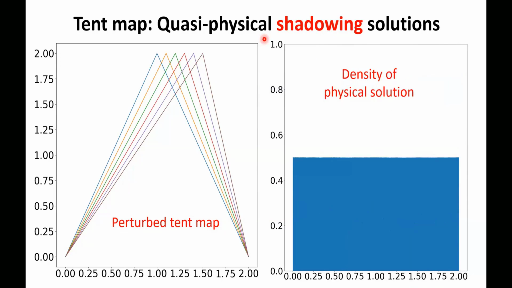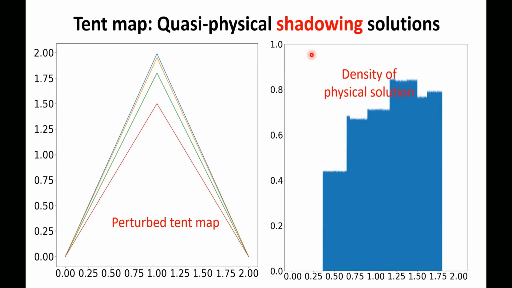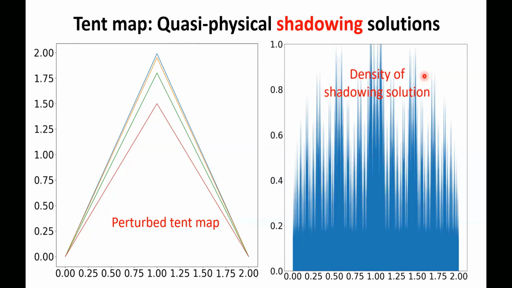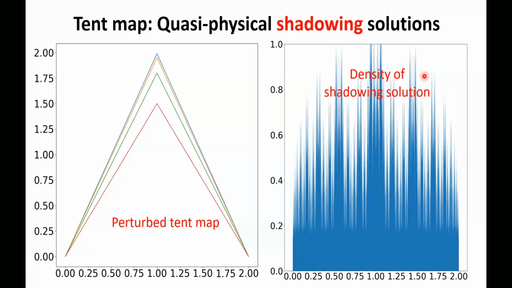So for other perturbations, for example, you can perturb the height of the tent map, rather than the location. In this case, we no longer have the proofs of what kind of quasi-physical solution this leads to, but we can compare the density of the physical solution. We can numerically show the difference between the density of the physical solution and the density of the shadowing solution. They are again dramatically different. Physical solution, shadowing solution.